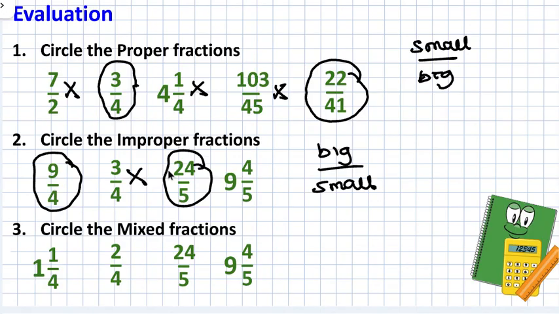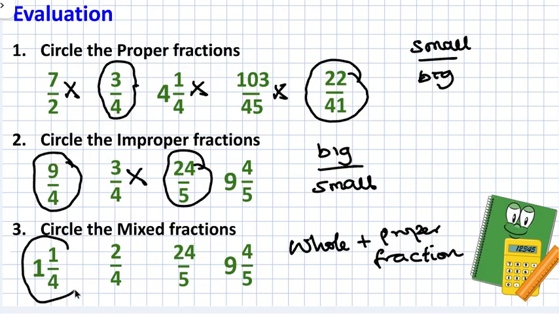So number 3 says we should circle the mixed fraction. So the mixed fraction has a whole and then a proper fraction. So these are the two things that make up the mixed fraction or mixed number. So this has a whole and a proper fraction. So this is a mixed fraction. This is not, and this is a mixed fraction. So there you have it. These are the various types of fractions.